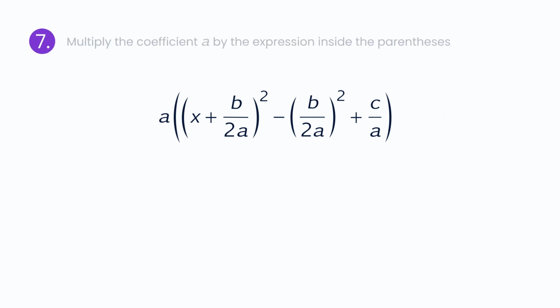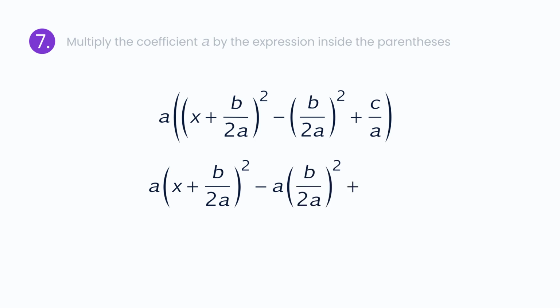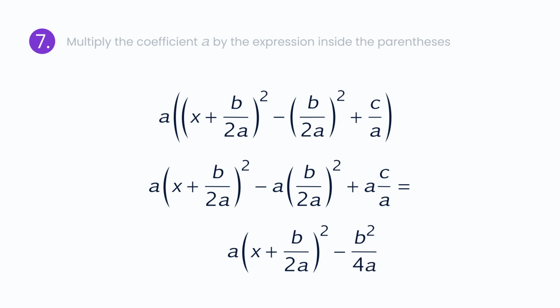Now you move on to the final step, step 7. You multiply by a to expand the outer parentheses, which gives you a times the quantity x plus b over 2a squared minus a times the quantity b over 2a squared plus a times c over a. You simplify the last 2 terms and cancel the common factors. The last 2 terms are now minus b squared over 4a plus c.